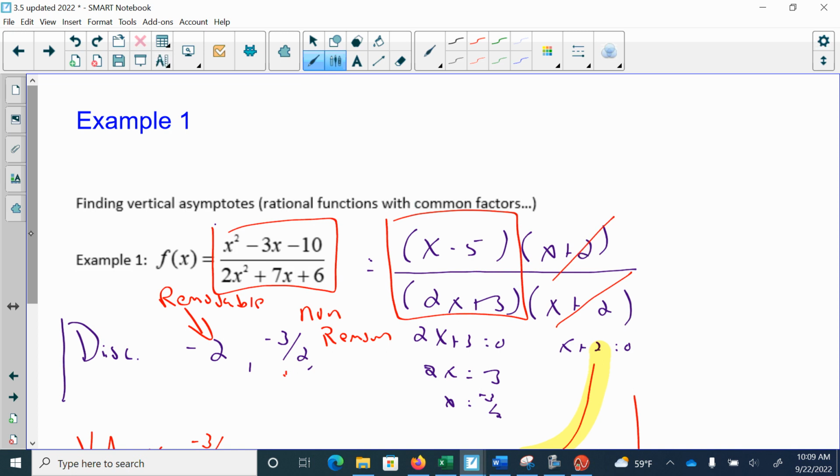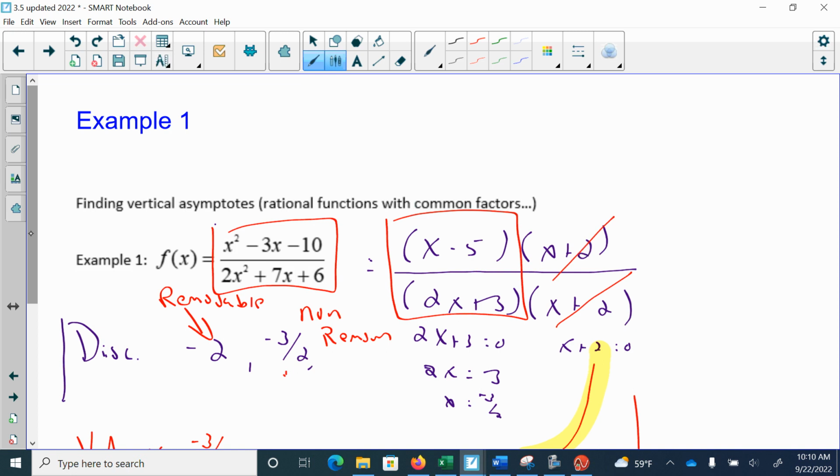Yes. So the question was, is it possible for a graph to have more than one vertical asymptote? And yes, it is. If neither one of these discontinuities simplified, then you would have 2 vertical asymptotes. Make sense? Only the denominator, yes. If you set the top equal to 0, you're finding the zeros at the top.